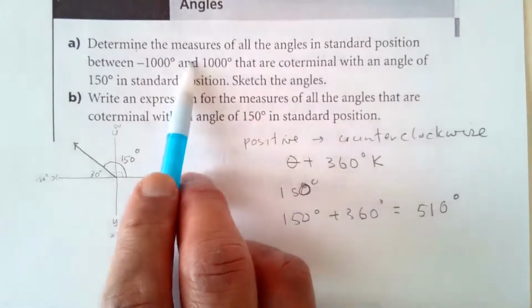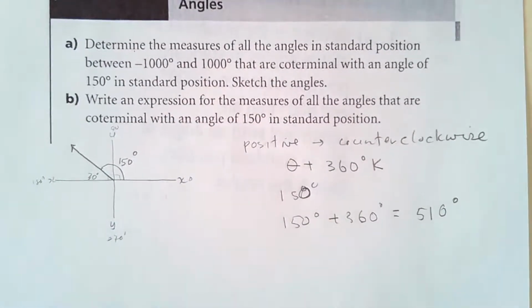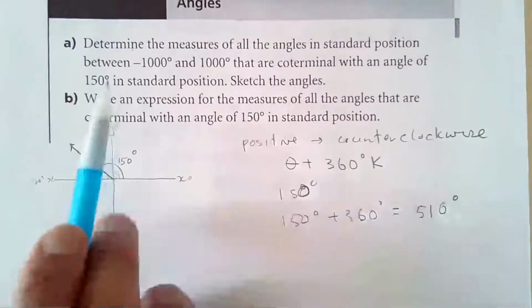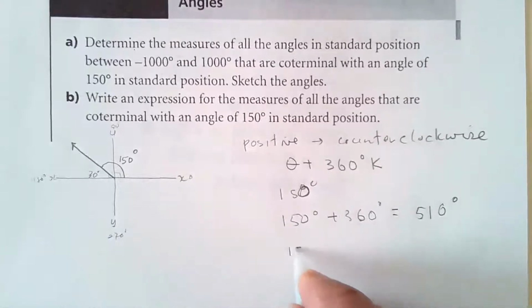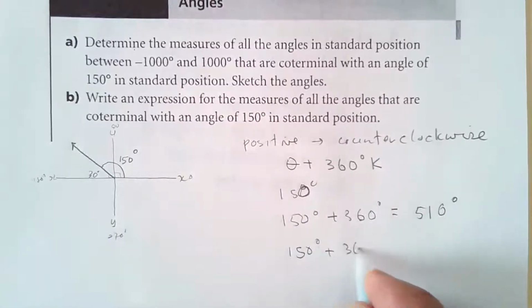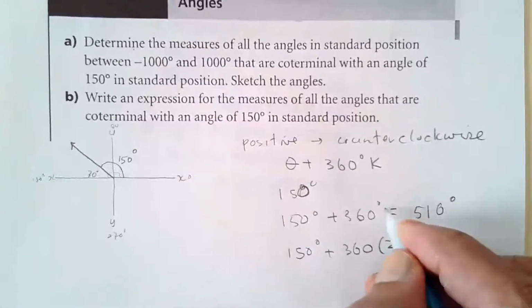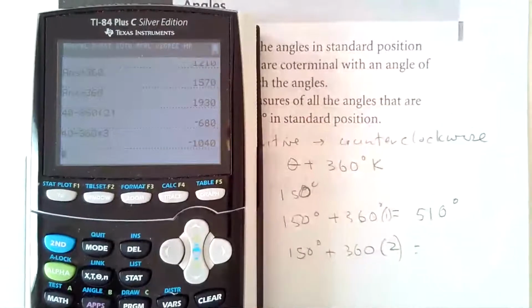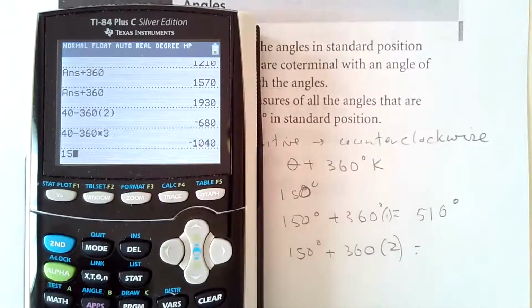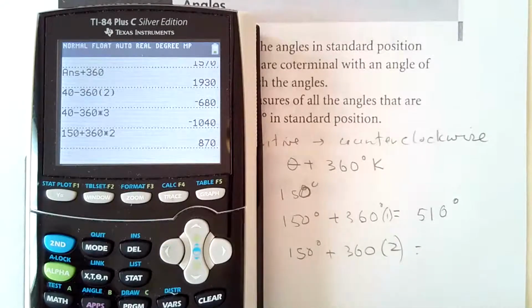So that's still below 1,000, right? The next one, by the way, has to be in standard position, so we have to make the angle positive here, right? The next one would be 150 degrees plus 360 times 2. Let's put our calculator out: 150 plus 360 times 2 gives me 870 degrees.